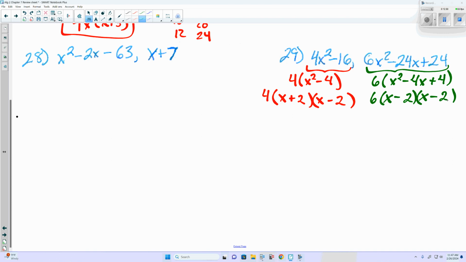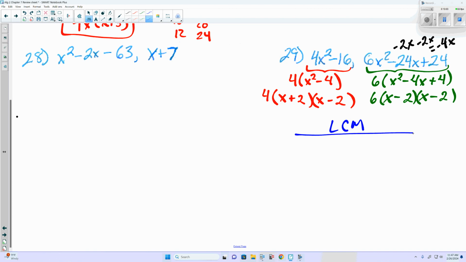Here we actually want 2 and 2. If I did check this, x times negative 2 would be negative 2x. Negative 2 times x is negative 2x, giving us a middle term of negative 4x. So that is the middle term we wanted. Because it seems like it should be 24x, but since we divided that 6 out, we're looking at 4x, not 6x. Negative 4x. What questions on this here?